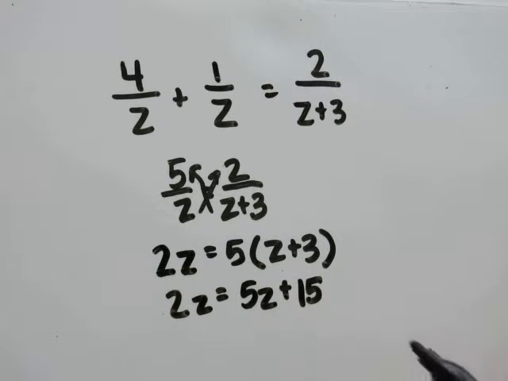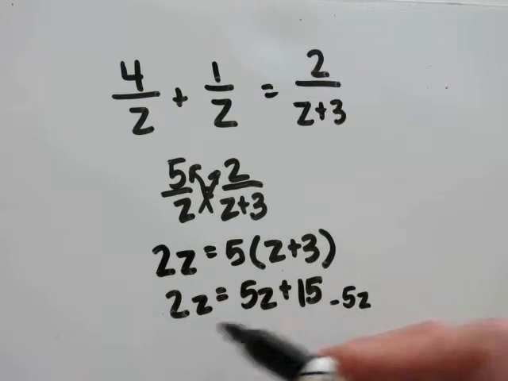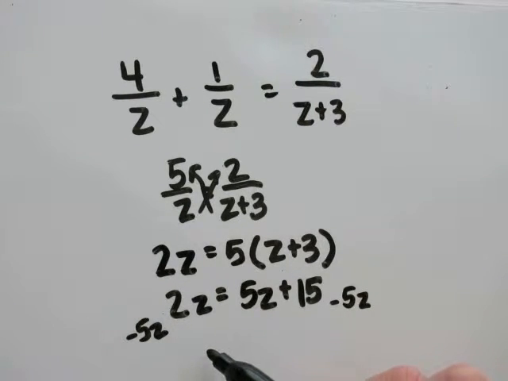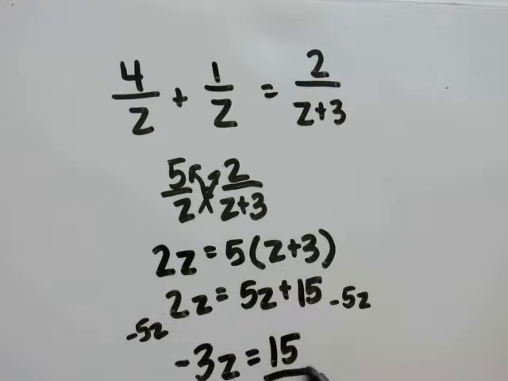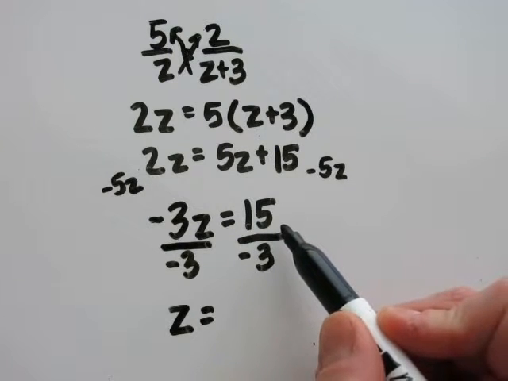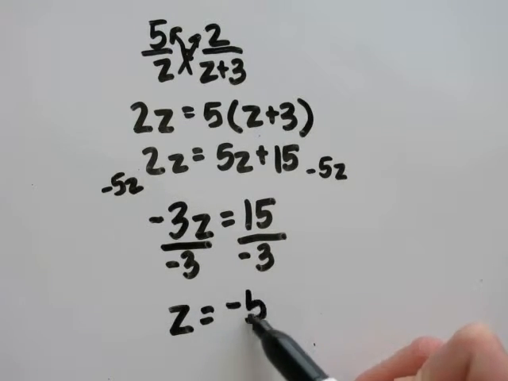I want my z's on the same side of the equation, so I will subtract 5z from each side. Negative 5 plus 2 is negative 3. Divide each side by negative 3. 15 divided by negative 3 is negative 5.